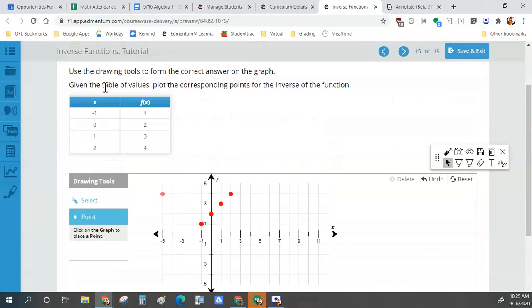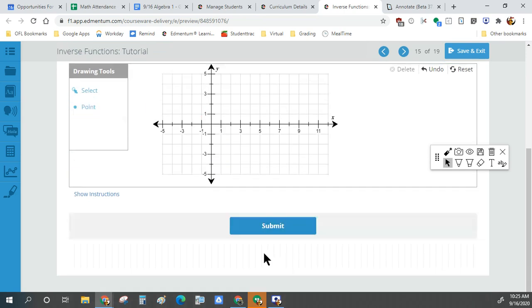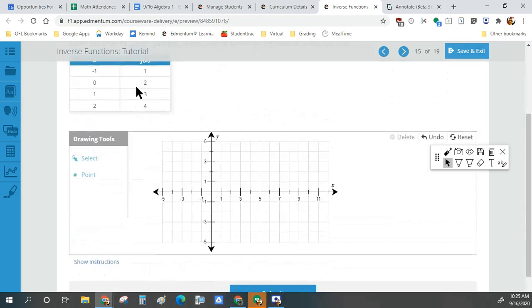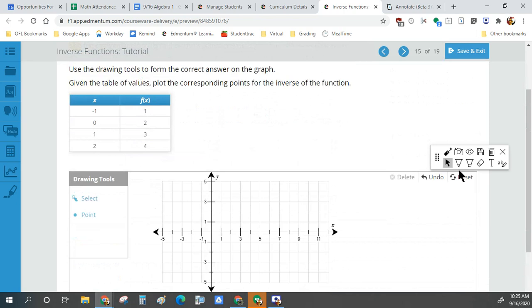What? Use the drawing tools to graph the corresponding inverse function. That's what I get for not reading. Inverse. So remember how I said it treats it backwards? Well, this is what I was talking about. It wants us to treat it like an inverse function. Let me try again. Even though this is normally our y, we're talking about the inverse, so it's going to treat it like an x. So this 1, we're going to treat it like an x.